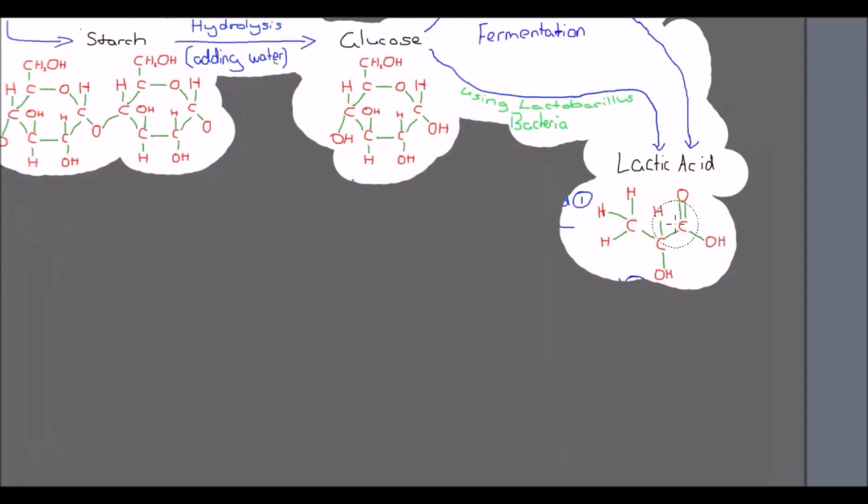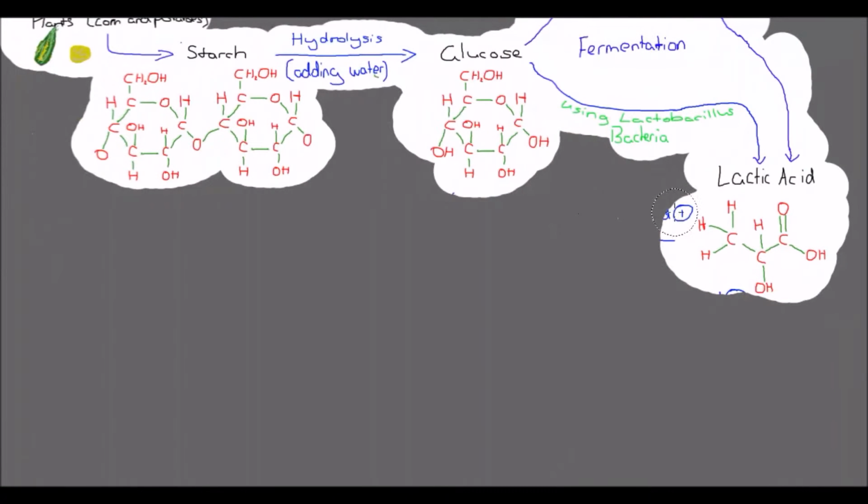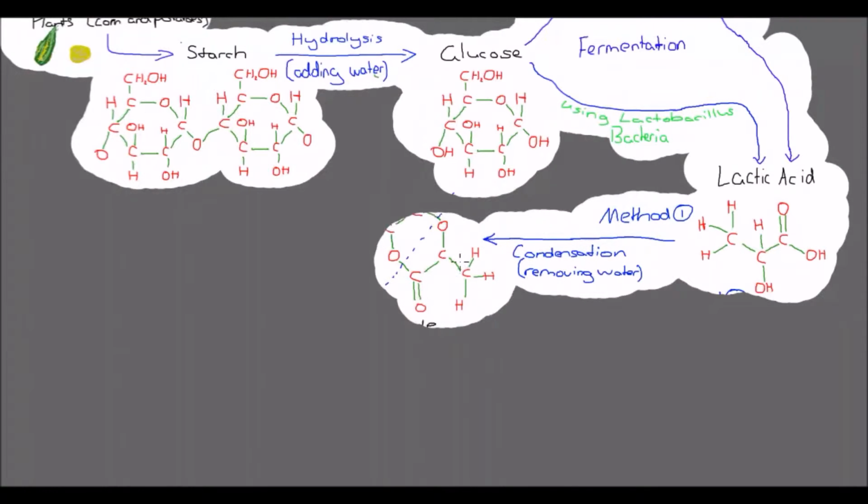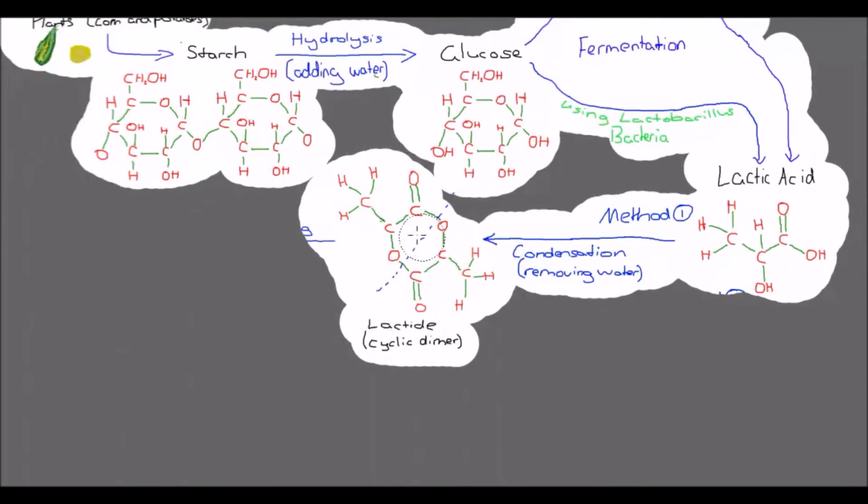So here's our lactic acid. I'll only go through one method due to time constraints. This is the most common method. So method one, we condense the lactic acid, so remove water from it, and we end up with this cyclic dimer known as lactide. So it's called a cyclic dimer because there's two molecules and it forms a ring.